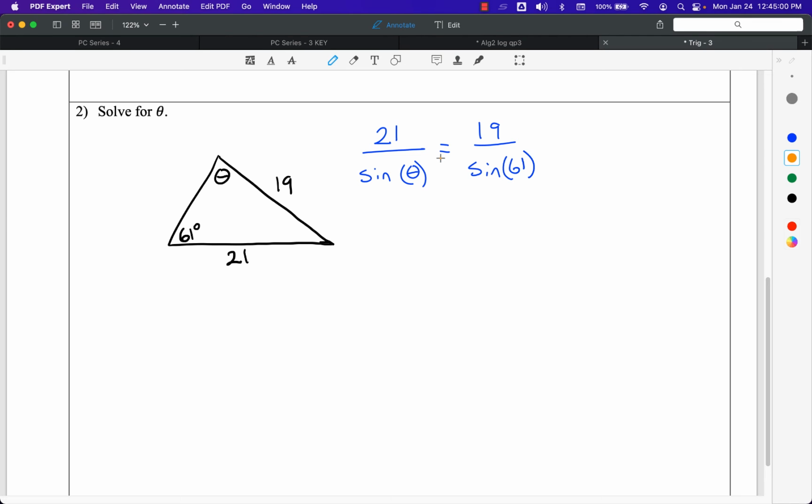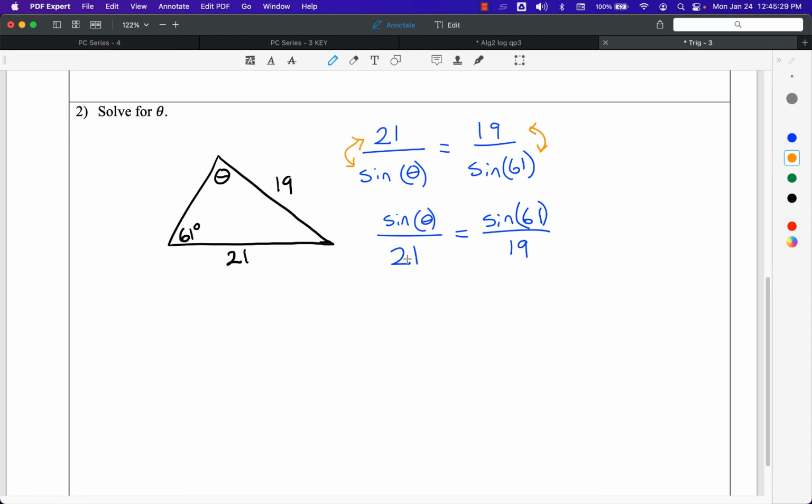Instead of cross multiplying, I instead am going to take the reciprocal of both sides. I'm going to flip both the left and right fraction. When I do that, I'm going to get sine of theta in the numerator and 21 in the denominator. On the right hand side here, you can already see I'm going to get sine of 61 in the numerator and 19 in the denominator. When I do that, I get the theta in the numerator. That's why I did it. Once your unknown variable is in the numerator, it makes the problem much easier to solve.